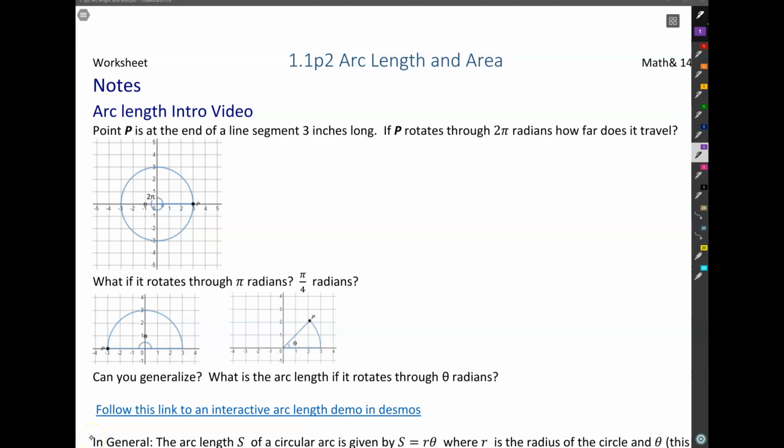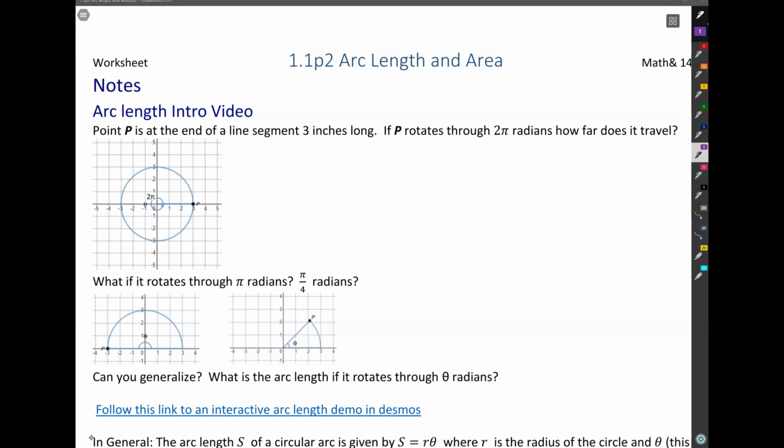Hi everyone, in this video we're going to start talking about arc length. So this is basically a distance around the outside of a circle. We're going to approach this the same way that we approached figuring out radians and degrees. We're going to look at what's going on with an entire circle, and then we're going to see how we can chop that up into smaller parts of a circle.